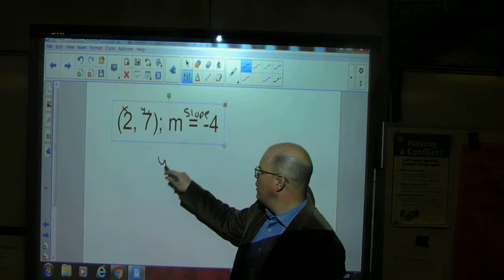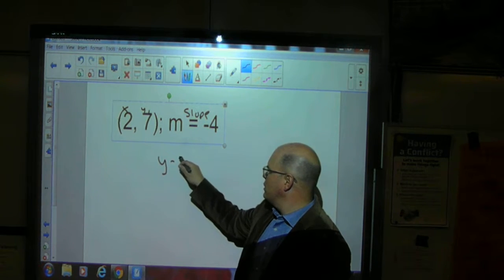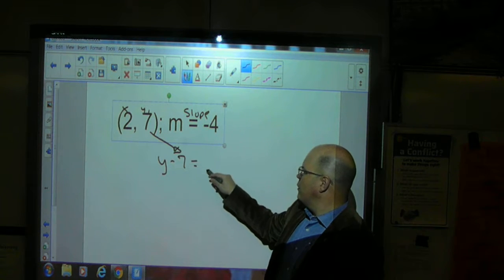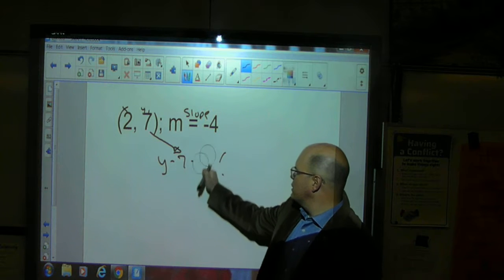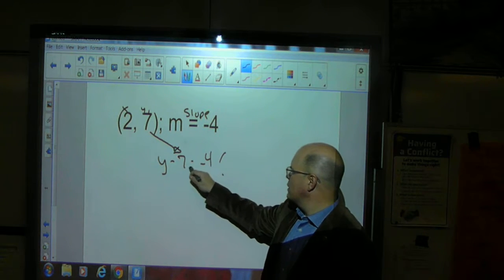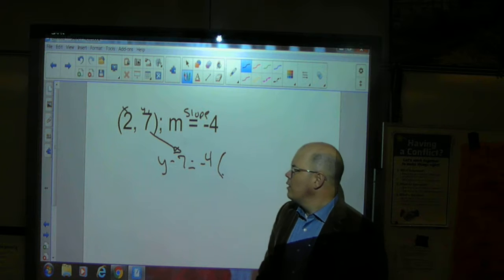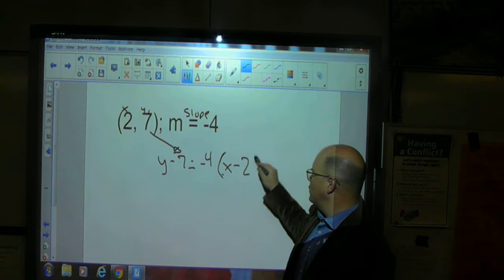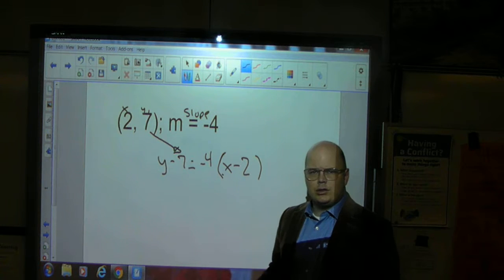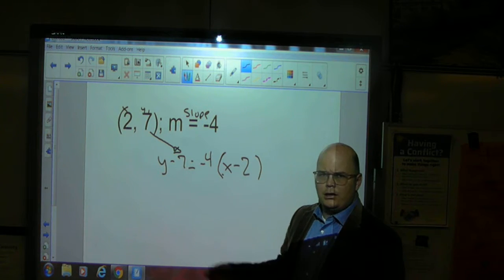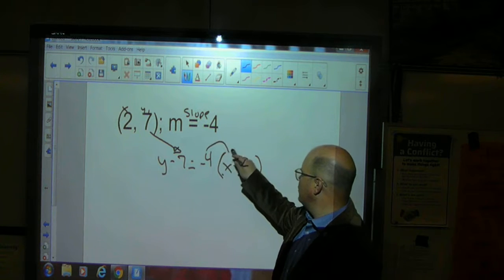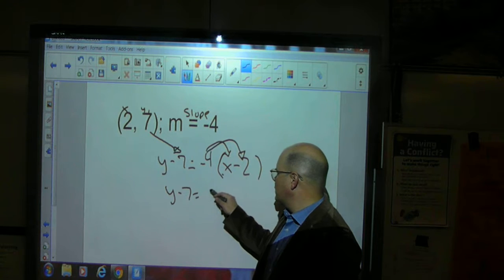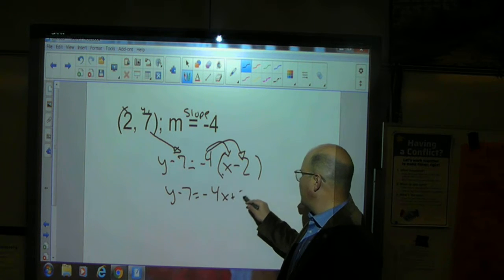I'm going to go y minus my y1, which is 7, equals my m, which is my slope, -4 in this case, times x minus my x coordinate, which is 2. Now, just like yesterday when we were practicing these, all I need to do is distribute and simplify. So I'm going to distribute. I'm left with y minus 7 equals -4x plus 8.